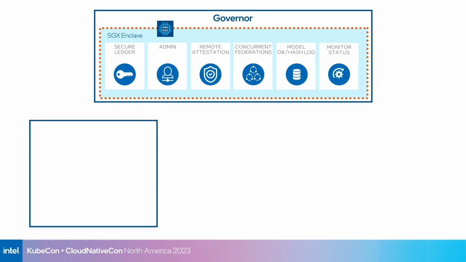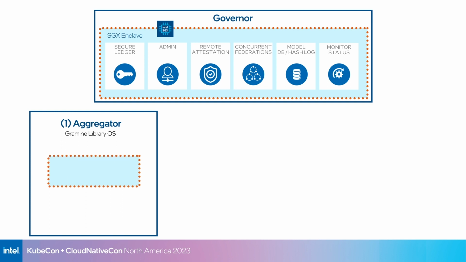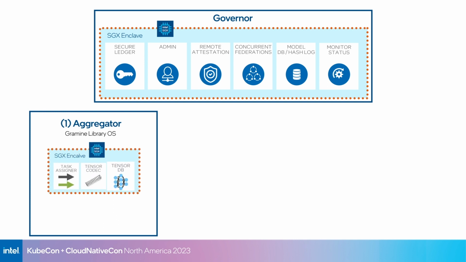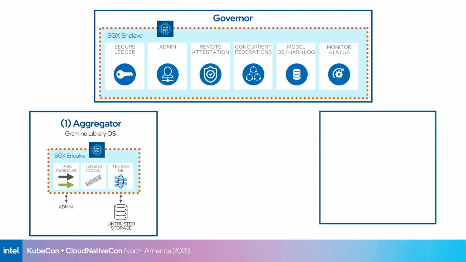With the governor established, you need one aggregator node. It is the central server in each federated learning experiment. Its responsibilities include assigning training and validation tasks for each collaborator, taking each collaborator's updated model weights and combining them into a new model at the end of each training round, and applying compression and decompression to network traffic in large federations. You will notice all of its important services are run within trusted execution environments.